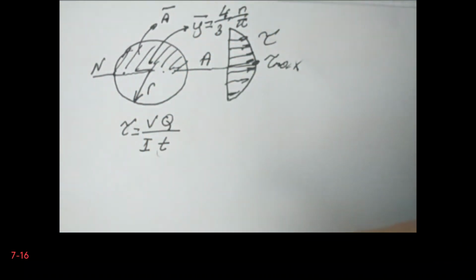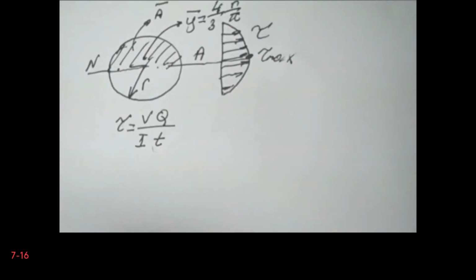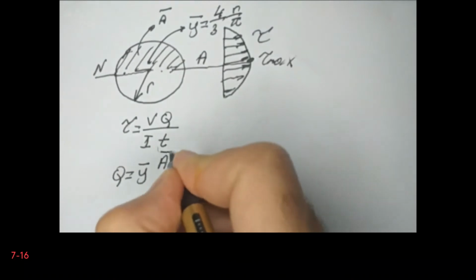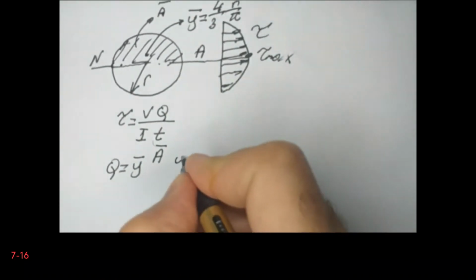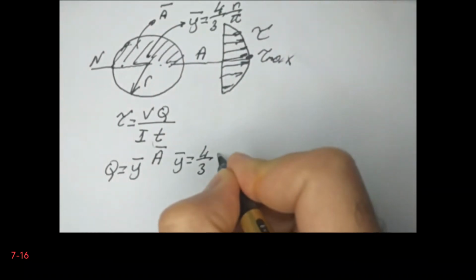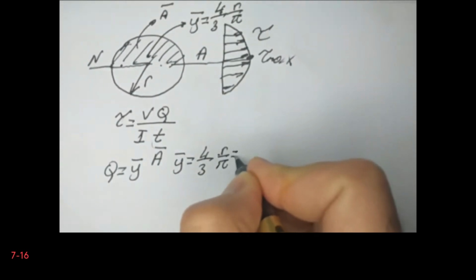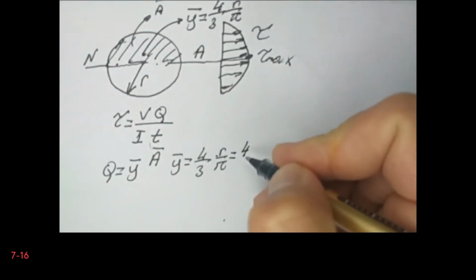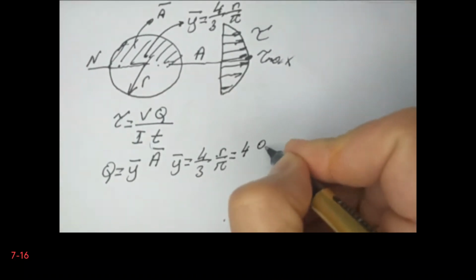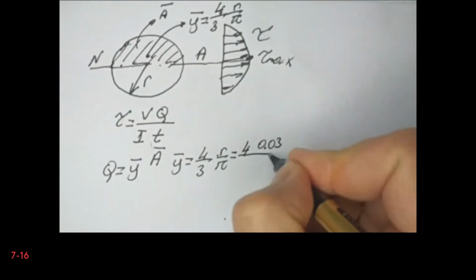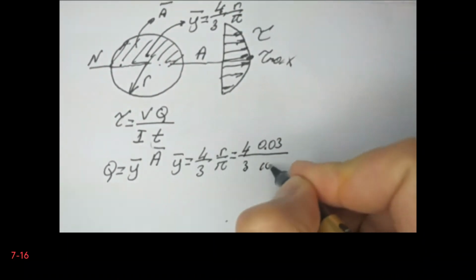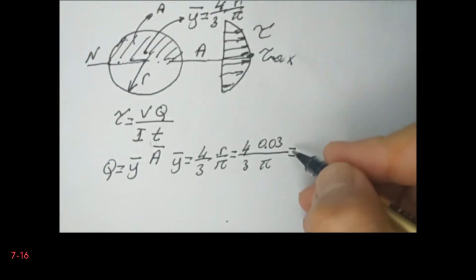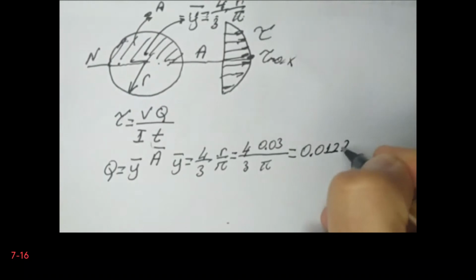Okay, now let's calculate the values. In fact, Q is equal to Y bar multiplied by A bar. Y bar is equal to 4/3 R divided by π from geometry. If you put the values, it is 4 times the radius, given as 30 millimeters, which is 0.03 meters, divided by 3π. So the value that we are going to have is 0.0127 meters. This is the distance from the neutral axis, in fact.